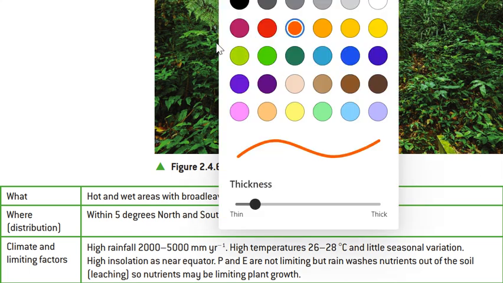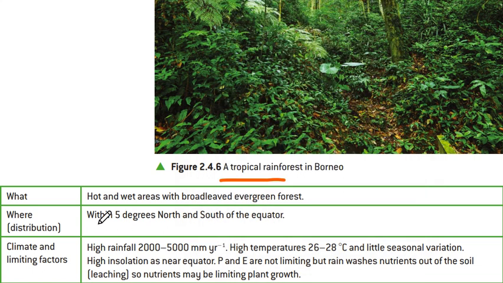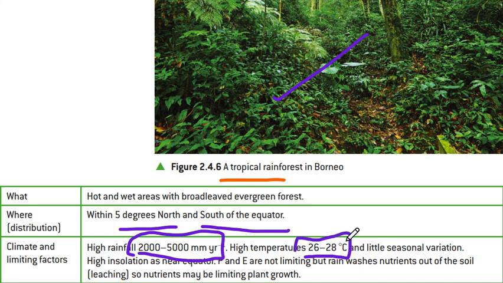Now looking at where they can exist: within 5 degrees north and south of the equator. Climate and limiting factors: there is high rainfall, high temperatures also, not that high but high of course, and very little seasonal variation. Winters and summers are almost the same. High insolation, as it is near the equator.